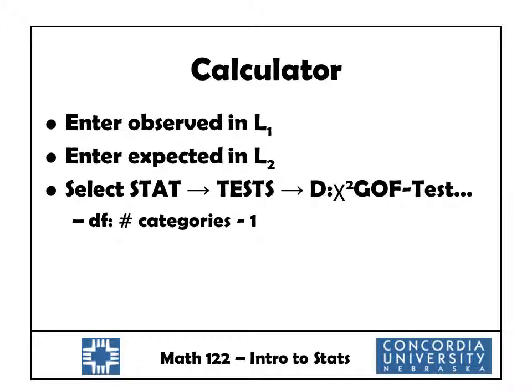Some calculators have a built-in command for doing this type of test. If you have it, you enter the observed values in L1, the expected values in L2. You choose the option D, chi-squared goodness of fit test, and it'll ask for DF, which is the number of categories minus 1.